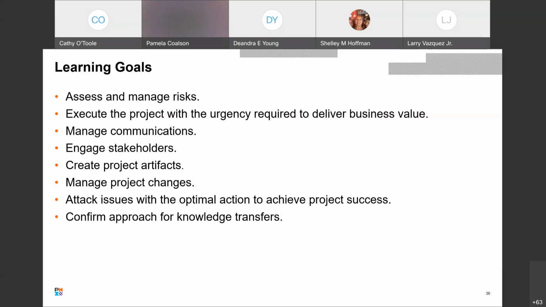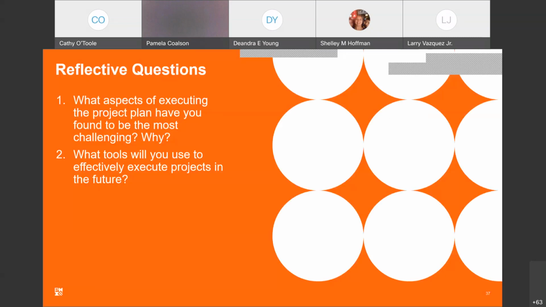And then you should also consider confirming what approach you have for knowledge transfers. People that are doing some of the work are consultants, right? And you don't want to let them go from your project at the end of it without having some sort of plan for how they're going to transfer the knowledge, if there are some key learnings that they had during the execution of your project.